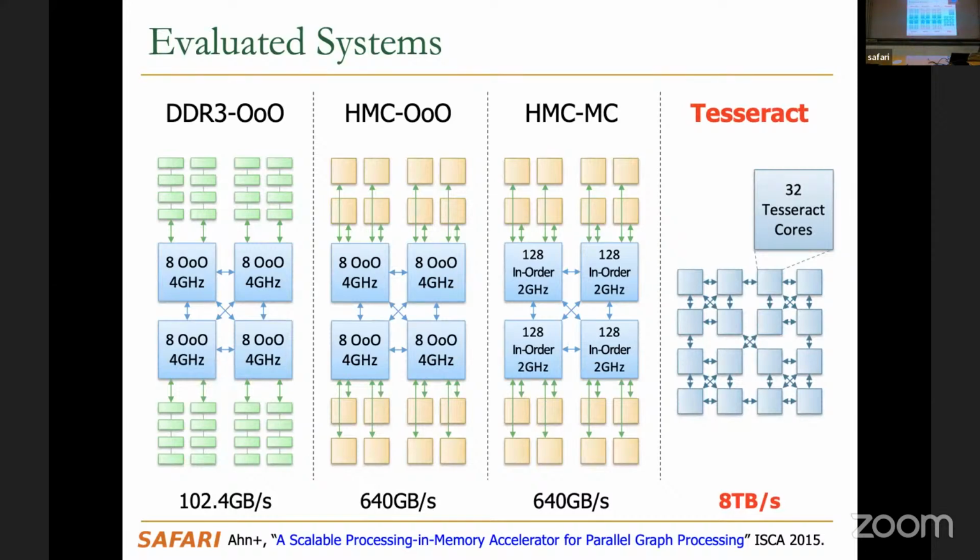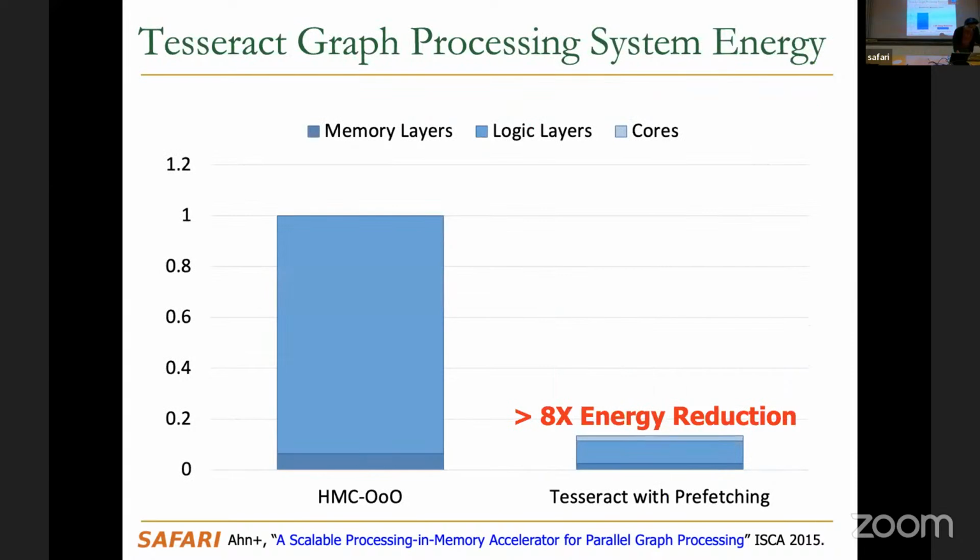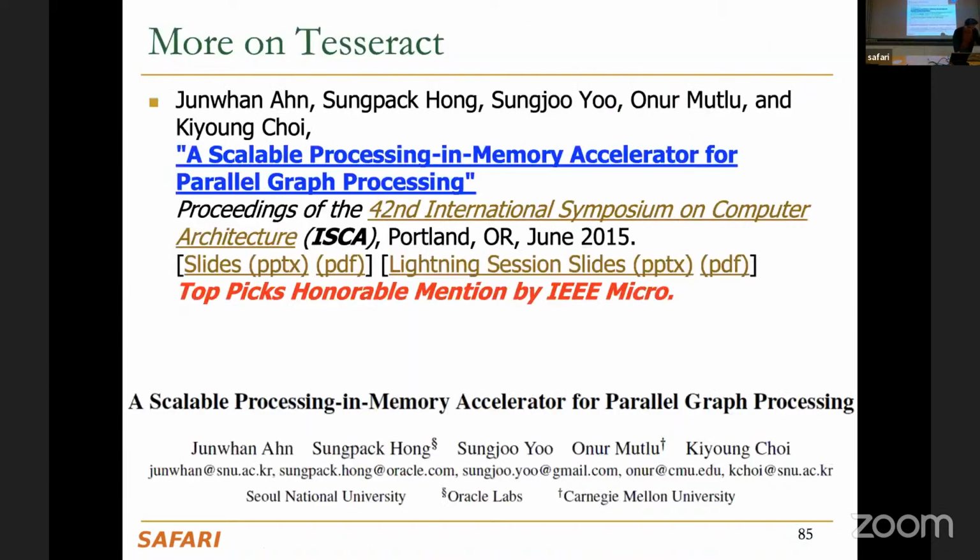You can already see what's a key advantage of Tesseract. The key advantage is that the overall, or the aggregated, bandwidth of the whole system is much larger than in any of the other combinations, right? And there is where the main benefit is going to come from. It translates into very good performance improvements. We are talking about almost 14 times faster execution on the Tesseract system, and a great energy reduction, 8 times less energy consumption in this case.